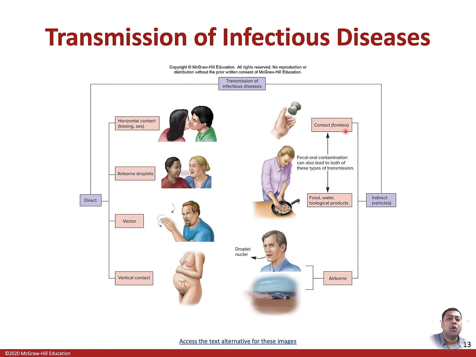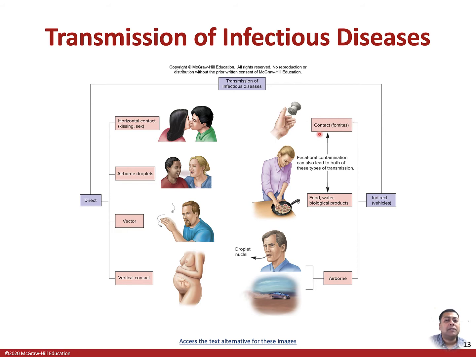On the other hand, you can see the indirect contact. A classic example for this, we use a word which is called a fomite. So what is a fomite? A fomite is an inanimate object which is a reservoir or is contaminated with something. For example, a doorknob or a public faucet.